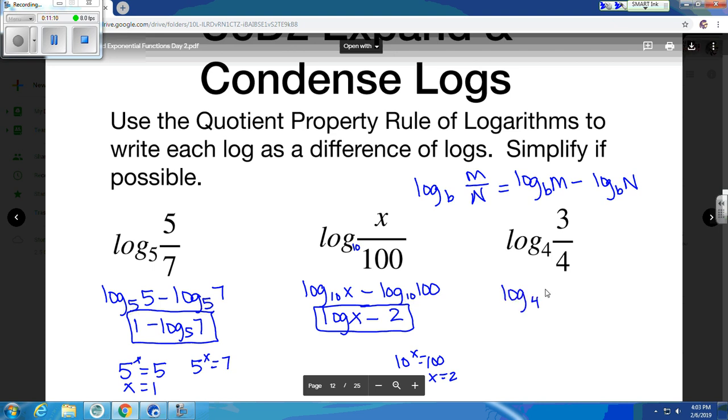Log base 4 of 3 minus log base 4 of 4. 4 to what power gives me 3? There isn't anything friendly, so I leave it as log base 4 of 3. 4 to what power equals 4? My answer is 1. So I have log base 4 of 3 minus 1.